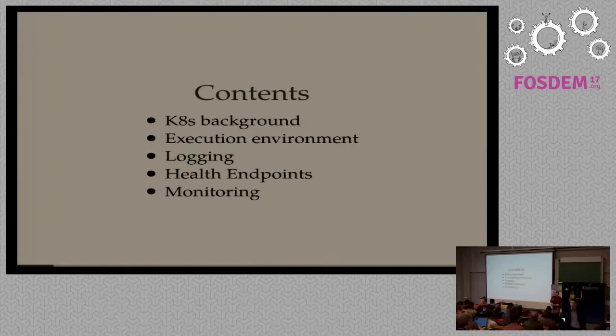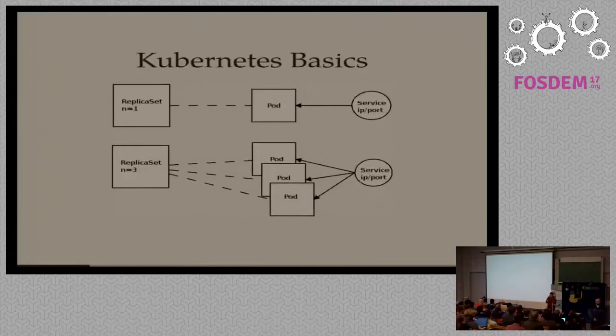This is the roadmap. So I'll go through very quickly, give a bit of background about how Kubernetes actually works. If you know Kubernetes already, that's maybe a repetition, but I'll keep it very small and simple. Then I'll say which parts of the execution environment you get when you're running inside Kubernetes, that you can rely on, what shortcuts you can use. I'll talk about handling logging, and then I'll go a bit about endpoints and monitoring.